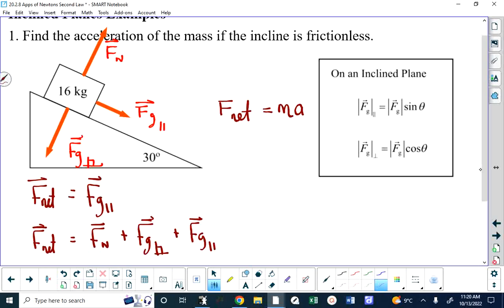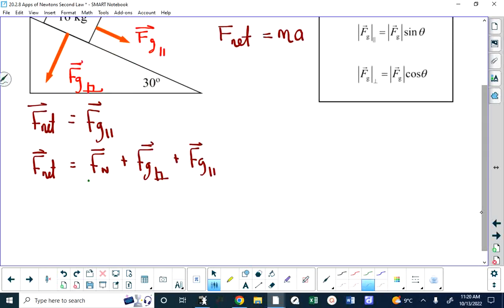What is the sum of those two forces? It's 0, because they're equal but opposite. So what we're left with is that the net force is equal to nothing plus the force due to gravity parallel to the ramp. Well, that's what I've put up here.